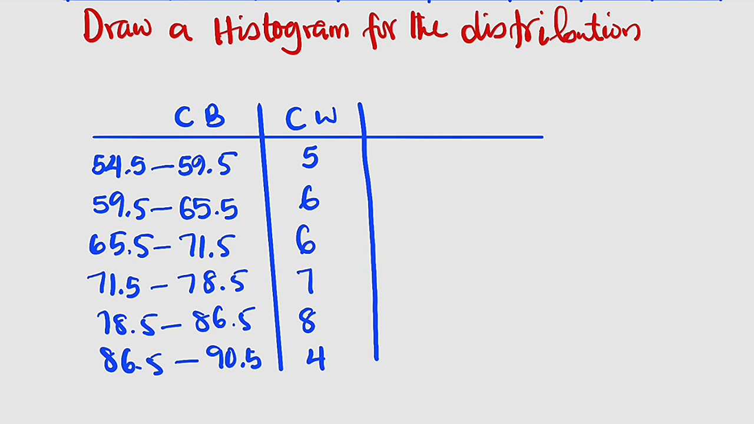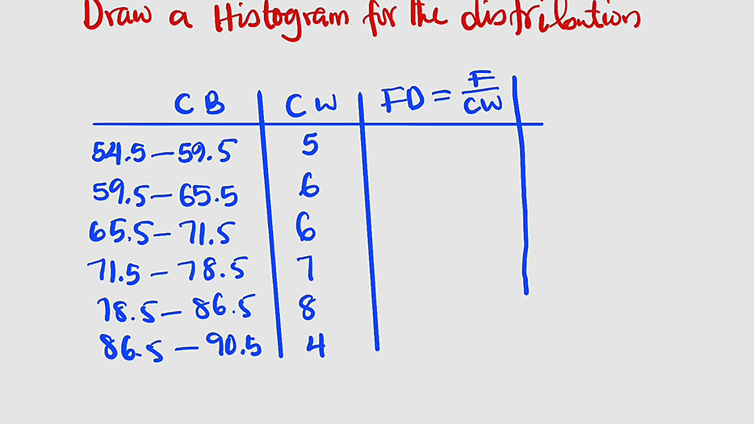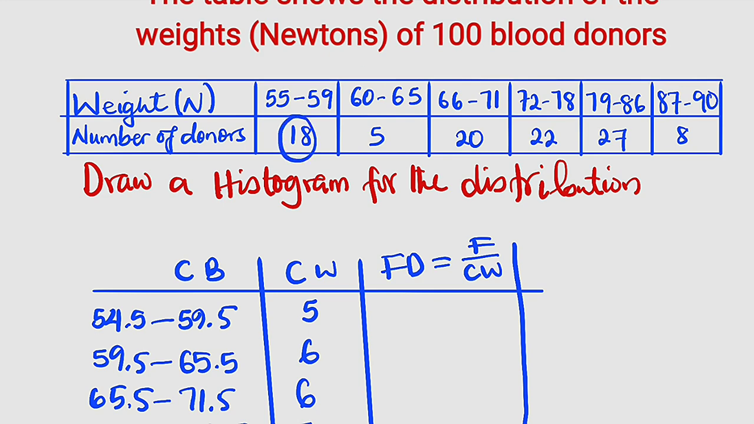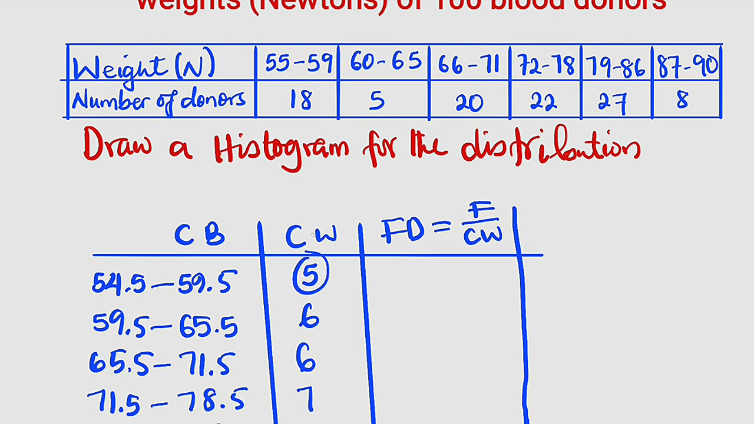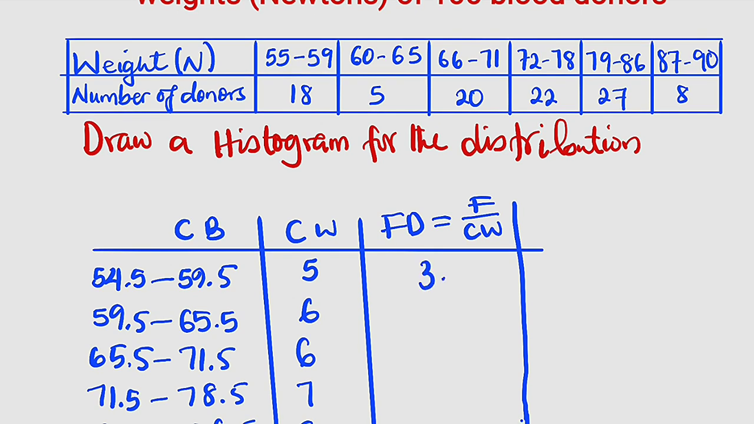Then the last thing we need to compute here is frequency density. And how can we do that? Let me write the formula. It is equal to the frequency divided by the class width. So what is the frequency of the first one? Is 18, and its class width is 5. So you take 18, you divide by 5, which is going to give us 3.6. I'm going to do that in one decimal place. We have 3.6.